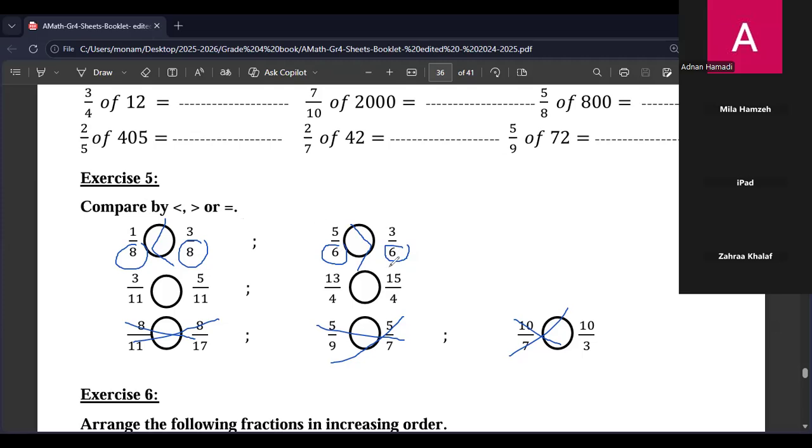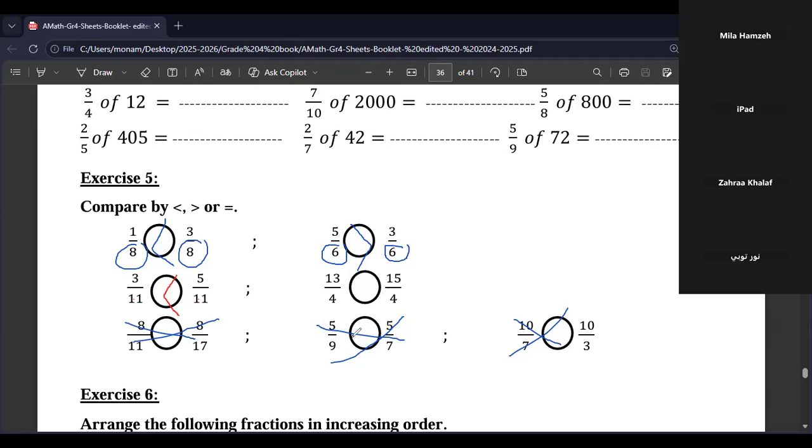Adnan, 3/11 or 5/11, which is the bigger? 5/11. Excellent. So we have the same denominators and 3 is less than 5 in the numerator. So 5 is the bigger. 5/11 will be the bigger. True?